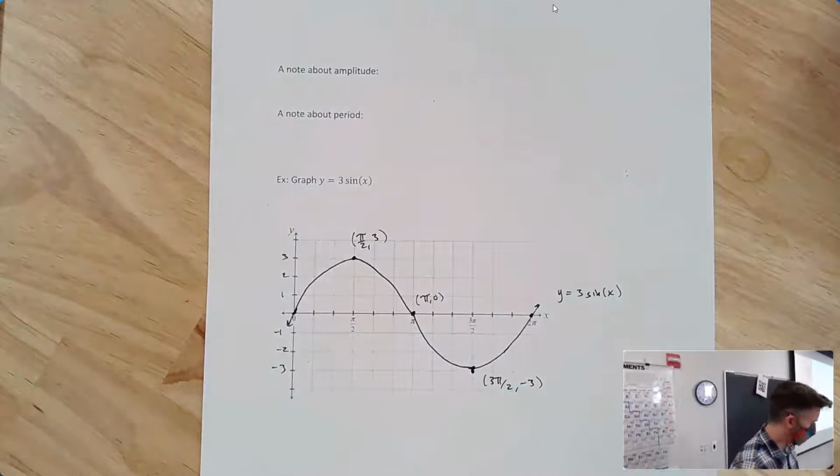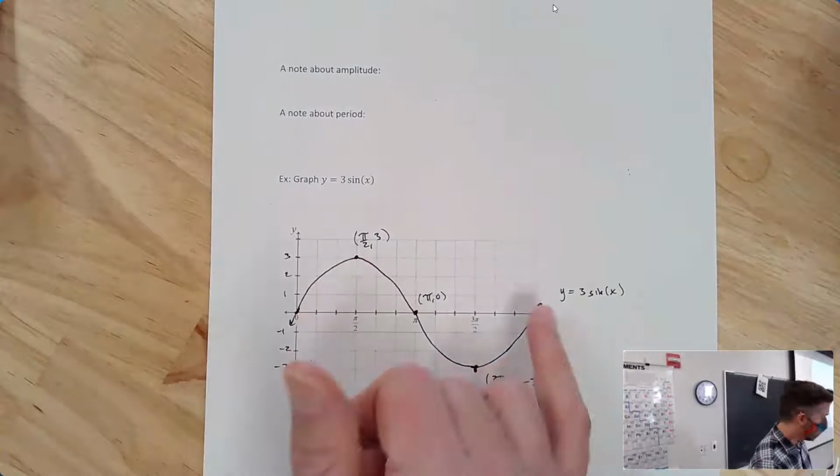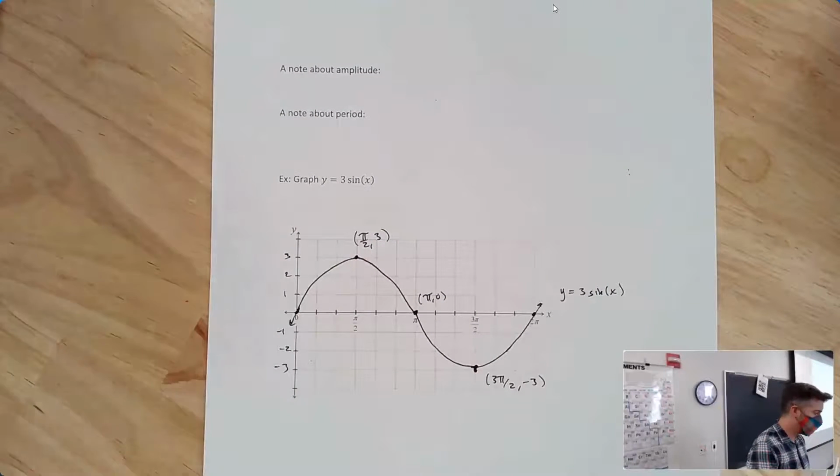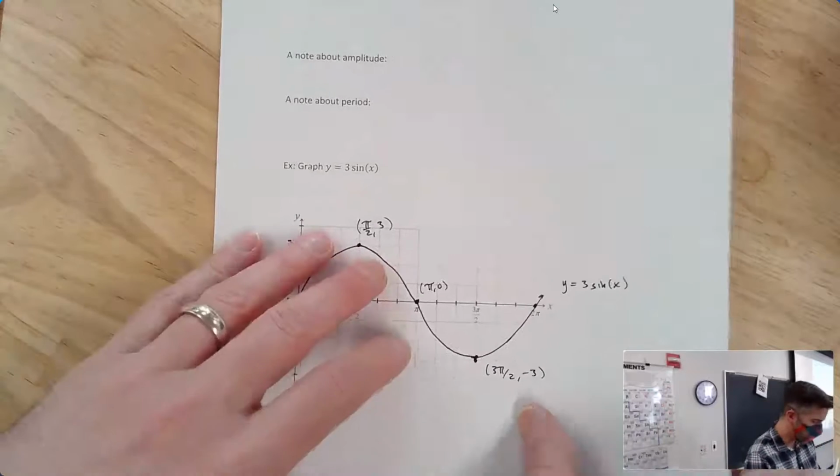So when I'm graphing sine or cosine, I'm really focused on making sure I hit those 1, 2, 3, 4, 5 important points. You could plot more of them, but I don't think you need to. It's more about knowing the shape.